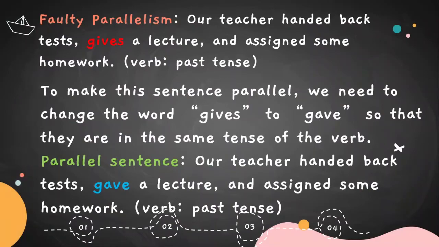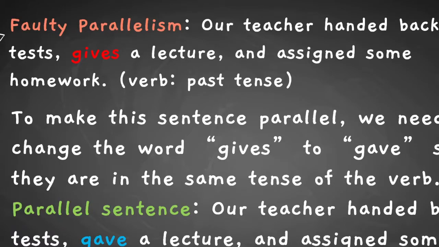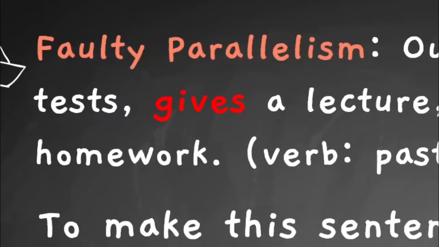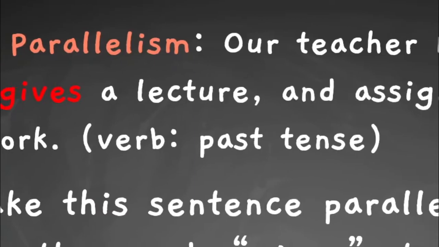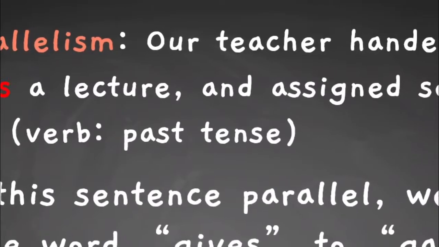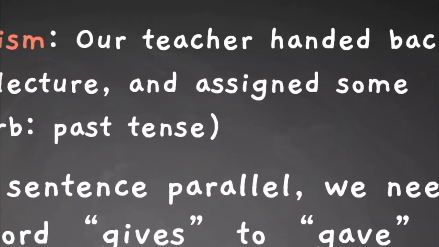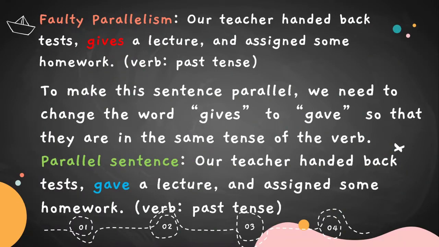Faulty parallelism. Our teacher handed back tests, gives a lecture, and assigned some homework. The verb is in the past tense, but we have an error. The color of the word is red. Correct, the word is gives, because the event happened at some definite time in the past.